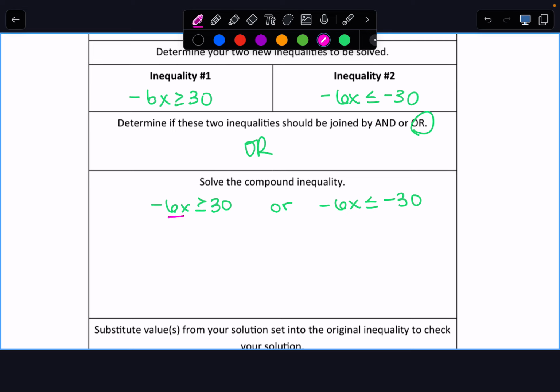We're going to divide both sides by negative 6. And what happens to our sign? It flips. So what we have going here is x is less than or equal to negative 5, or x is greater than or equal to 5.